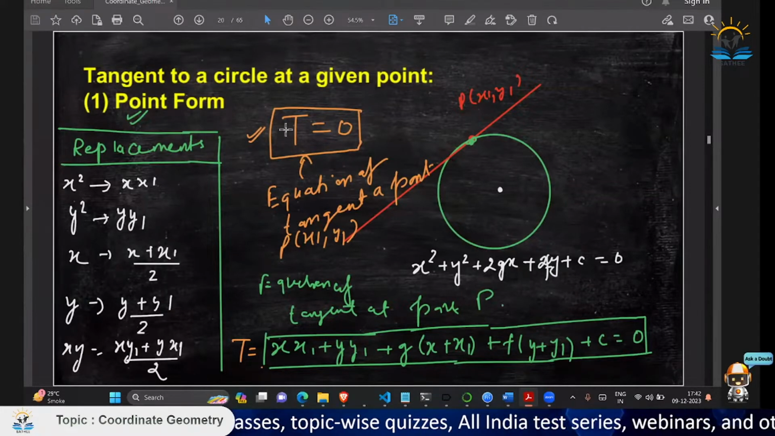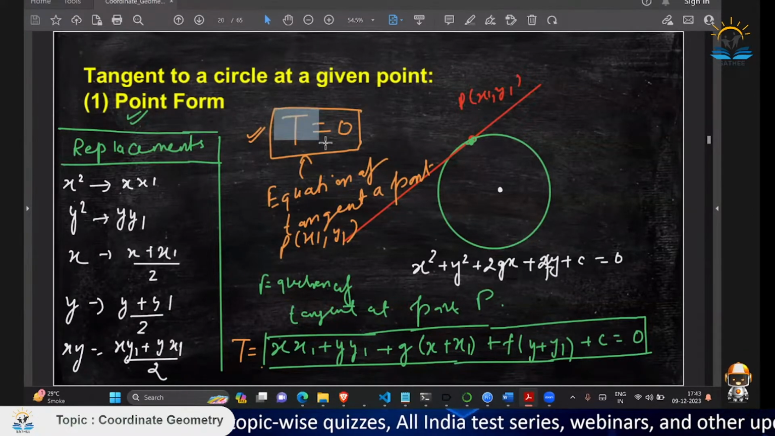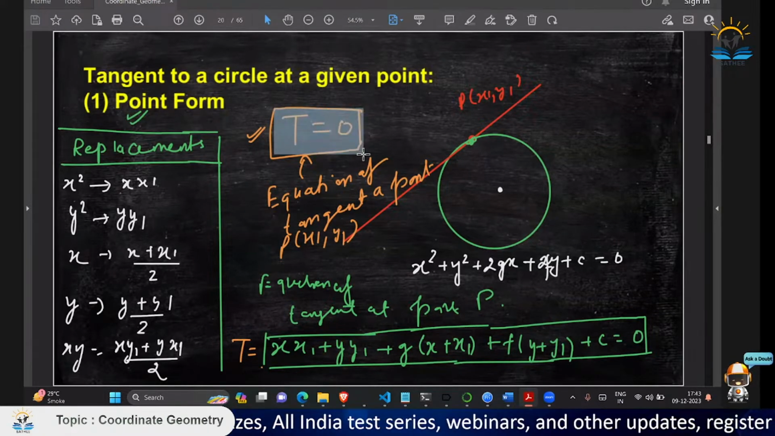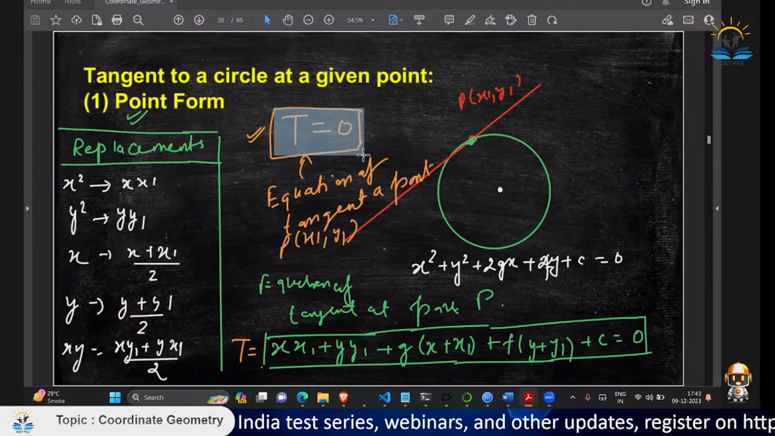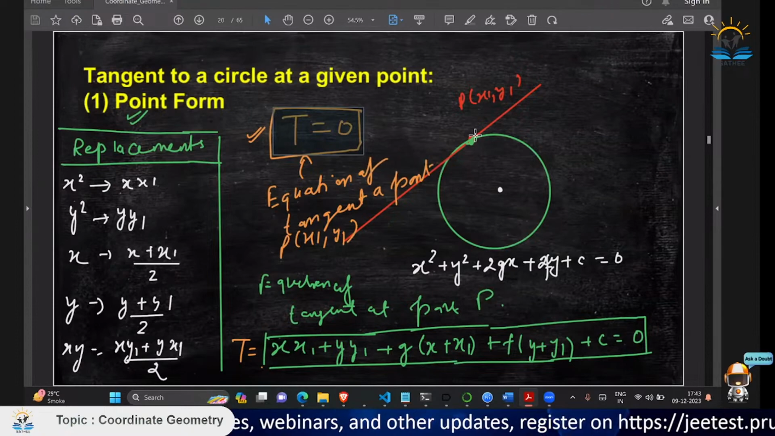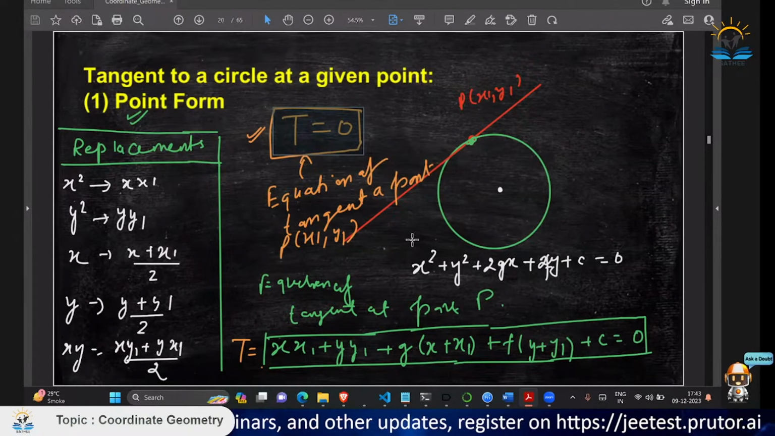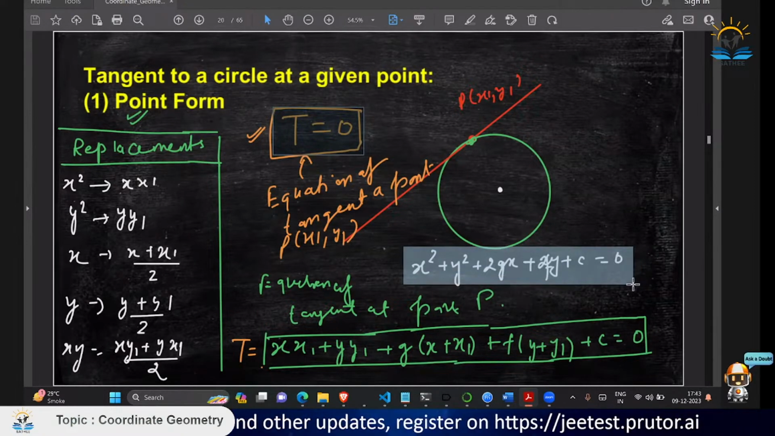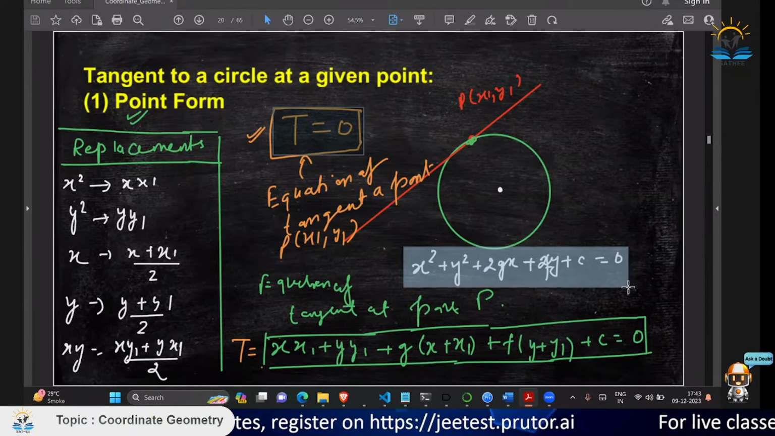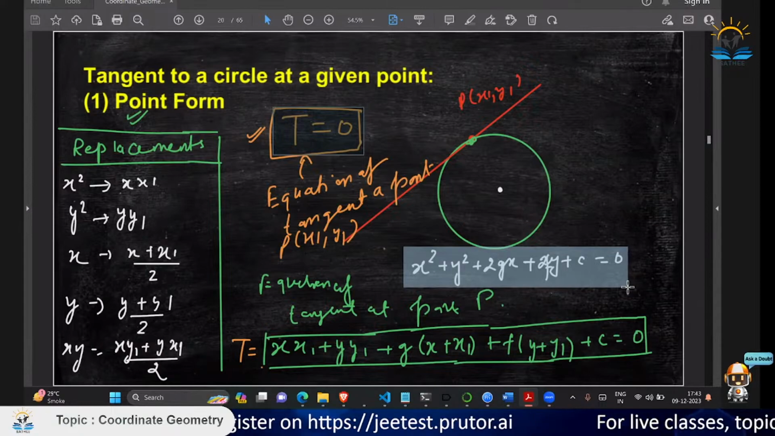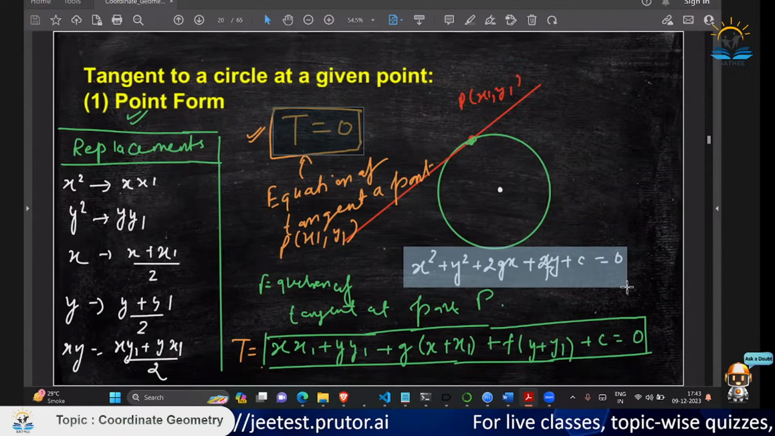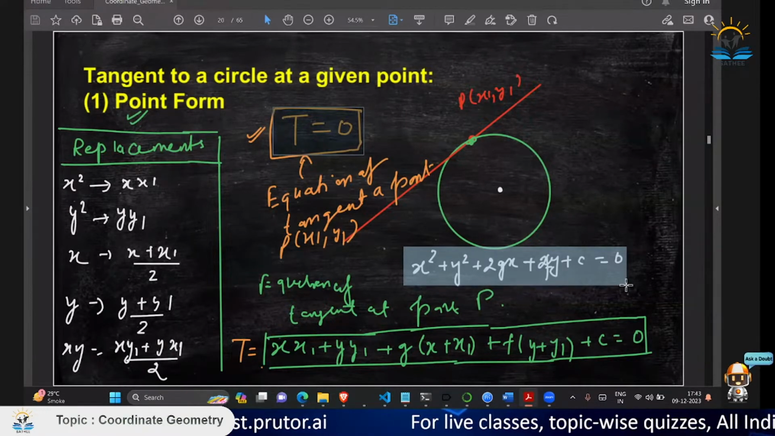So we define something called t. T equal to 0 is nothing but the equation of a tangent at a point P, x1, y1 to the circle. This P lies on the circle. This is the standard equation of a circle. I just told you that if the center of the circle is h comma k and radius is r, then its equation is x minus h whole square plus y minus k whole square is equal to r square, right?